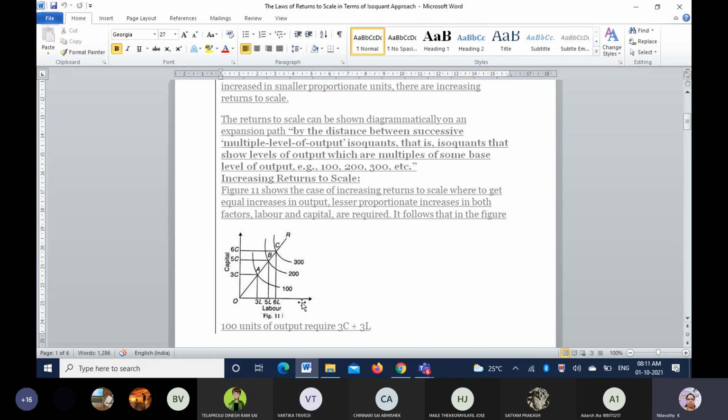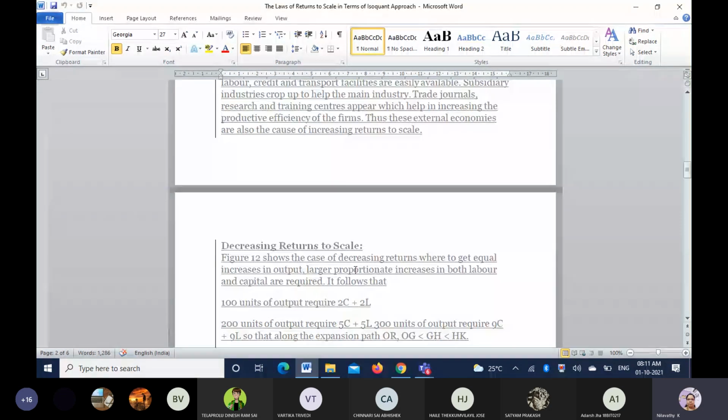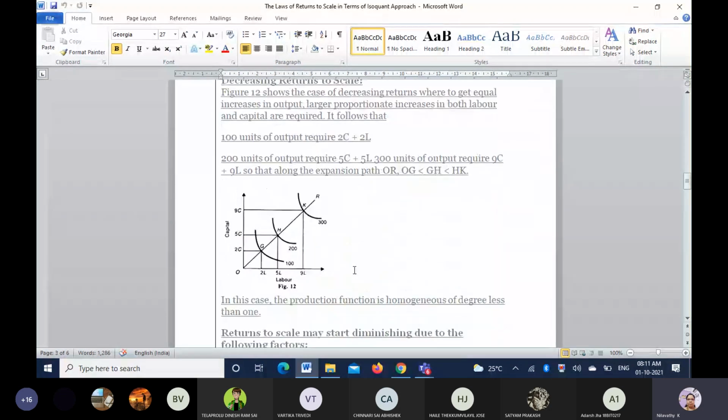In the same way, you can take other things. So decreasing returns will be like this. If you want to explain it in the same way, here to get the same level of output, that is 100 units, more inputs are used, a greater capital and labor ratio is used in the production process. That's why we call it decreasing returns to scale.